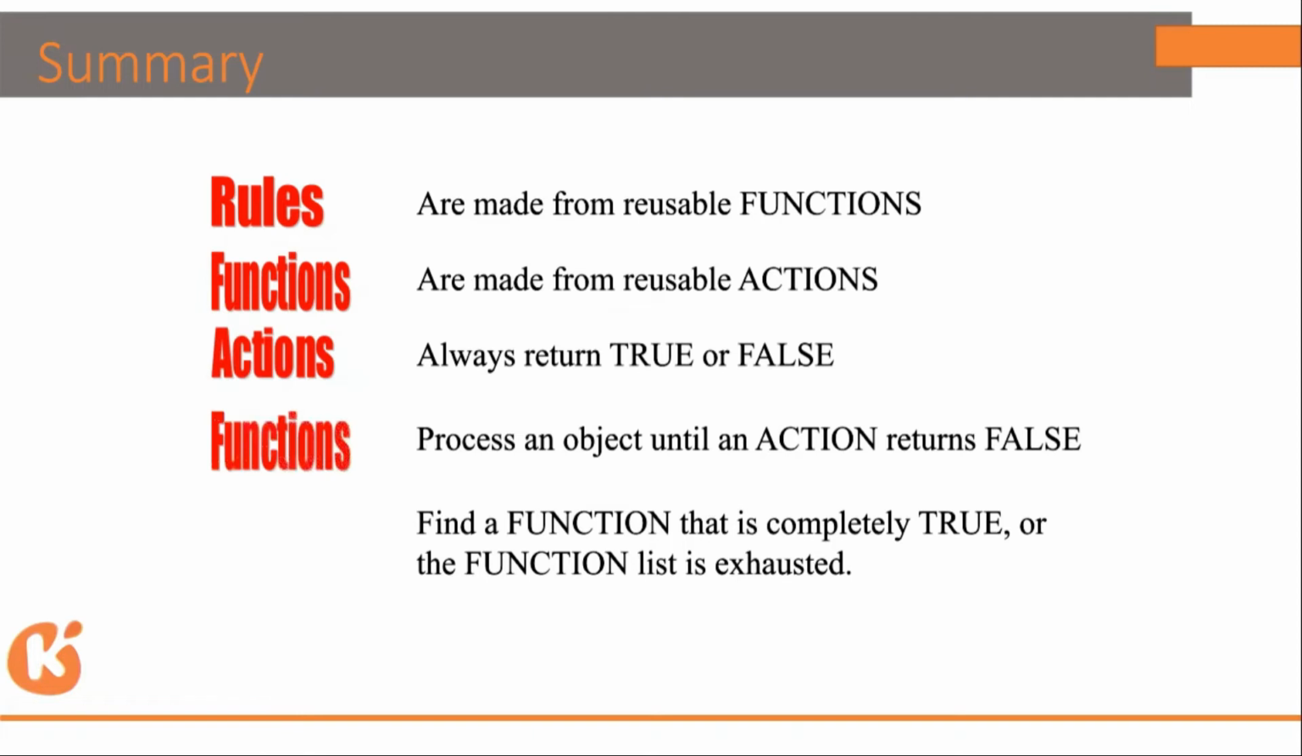Process an object until an action returns false. It is the same as what I'm telling you. A function will process until an action returns false. Once the action returns false, it will get out of this function and move to the next function. And rules, what is that? It finds a function that is completely true, or the function list is exhausted. Once it is completely true, then only that function will work, or else that function will not work at all. For example, a function has 5 actions and the first 3 are okay and the fourth one is false. Then the first 3 don't matter. The entire function will not work. Understood? Once I show you, then you will get to know how it is working.